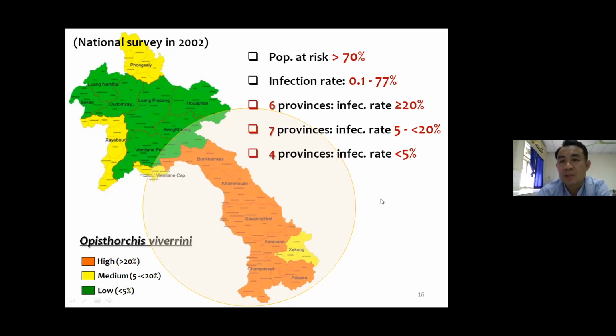And this research was conducted in primary school children, not the whole community population, and we can summarize that the population at risk is more than 70%, and the infection rate is from 0.1 to 7%. We found 6 provinces with infection rate more than 20%, and 7 provinces in Laos with infection rate around 5 to less than 20%, and only 4 provinces with infection rate less than 5%.